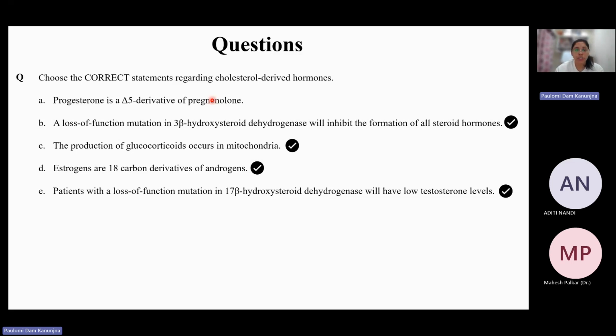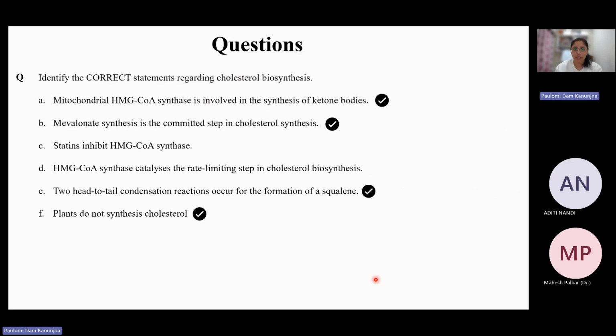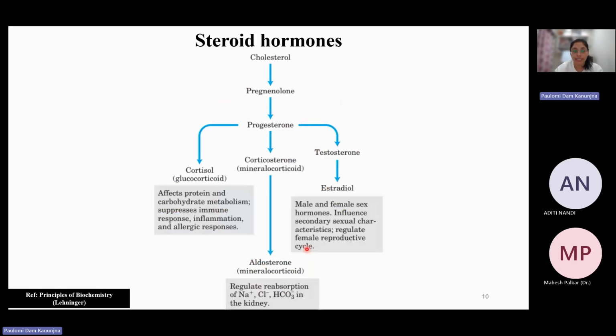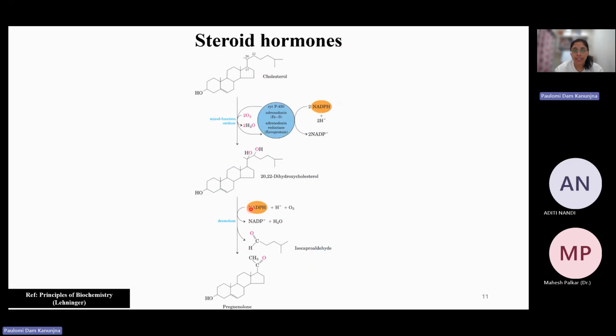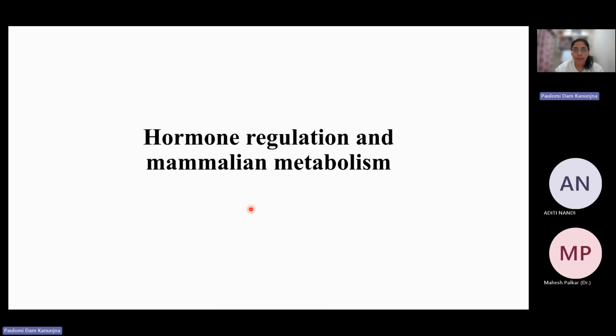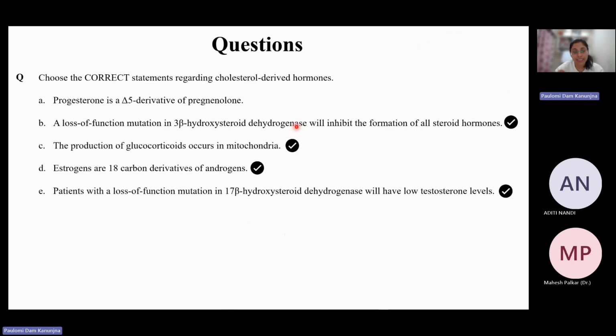The first one is progesterone is a delta 5 derivative of pregnenolone. It is incorrect because, as we will see, it is basically a delta 4 derivative of pregnenolone. The otherwise statements are all correct. Loss of function mutation in the 3 beta hydroxysteroid dehydrogenase will inhibit the formation of all steroid hormones. If you see here, when we look into the enzymes, this enzyme is an important enzyme for the formation of these different hormones. So if this enzyme has a loss of function, it will inhibit all the formation of the steroid hormones, right?